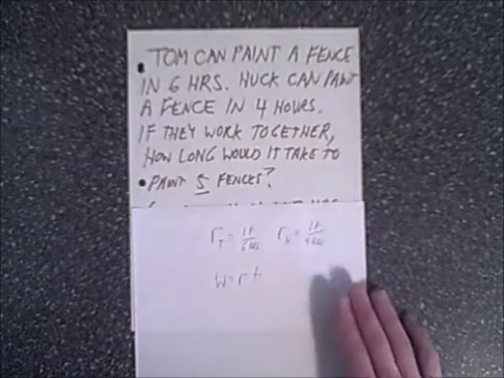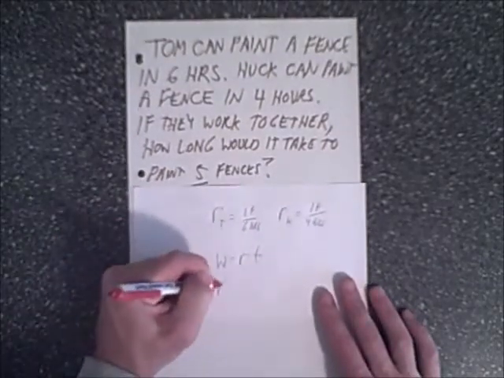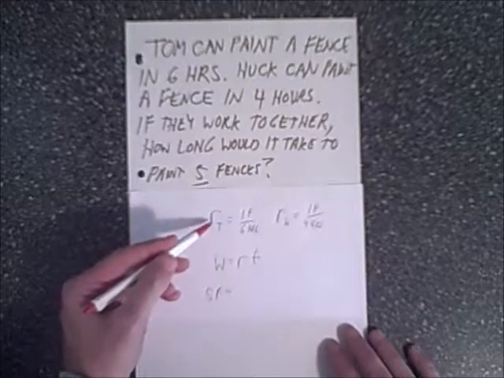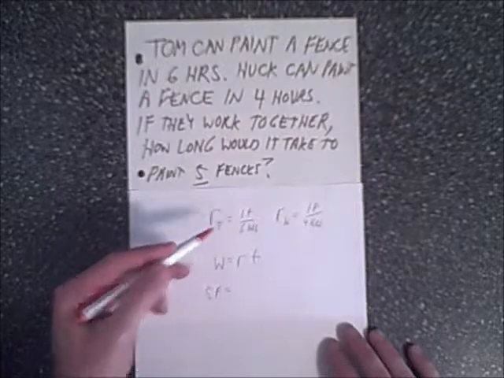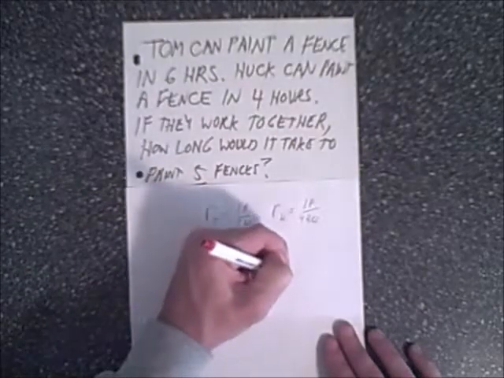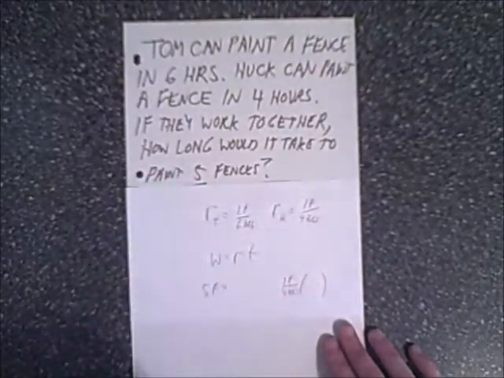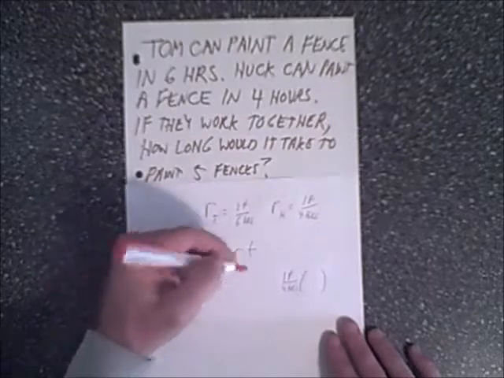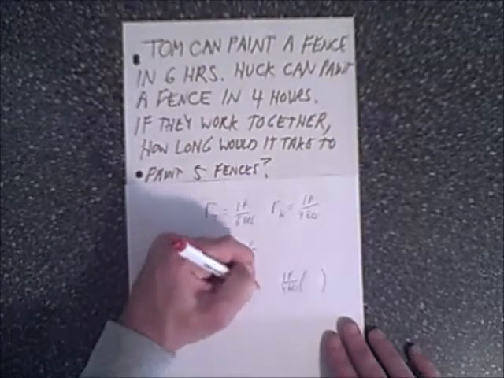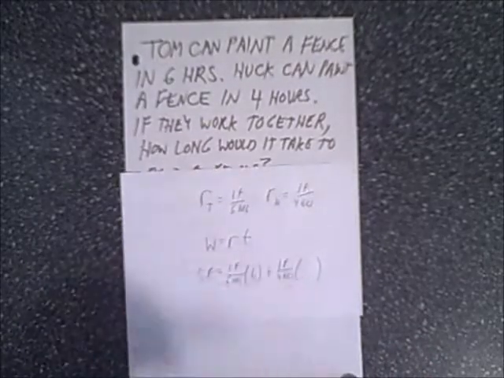Okay, and again, we're going to paint 5 fences. The amount of work is going to be 5 fences. And that's going to equal the amount done by Huck, which would be a rate times the time, which is 1 fence per 4 hours times his time. And then, of course, Tom is going to be 1 fence per 6 hours times his time. And we're going to add, so this is Tom's contribution, this is Huck's contribution.